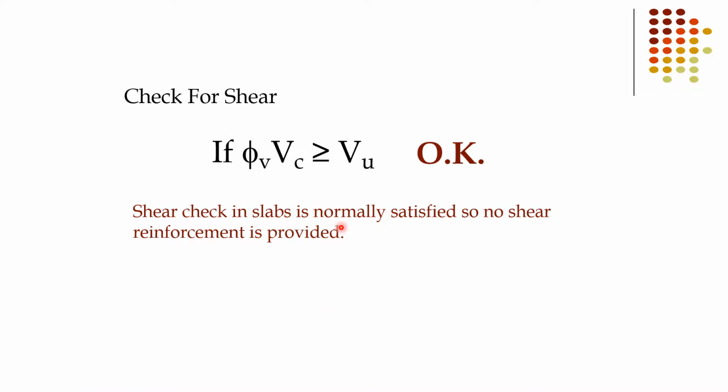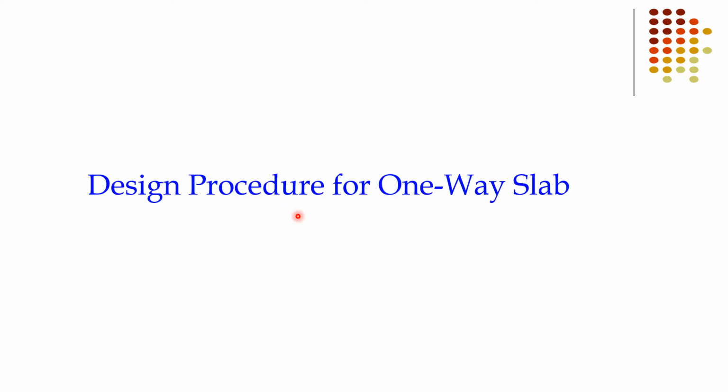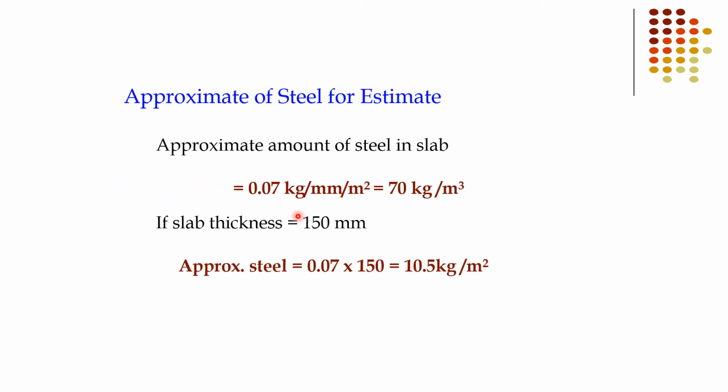Check for shear. If the shear capacity of the slab is greater than the applied shear, then our check is okay. It means no shear reinforcement is required in the slab. In more than 90% of cases there is no chance of shear failure in slabs. That's why we do not provide shear reinforcement, but we will perform the shear check in the slab design. Design procedure for one-way slab: I will not discuss it step by step. I will directly go to the design example of a one-way slab, and discuss the steps of the design procedure one by one.